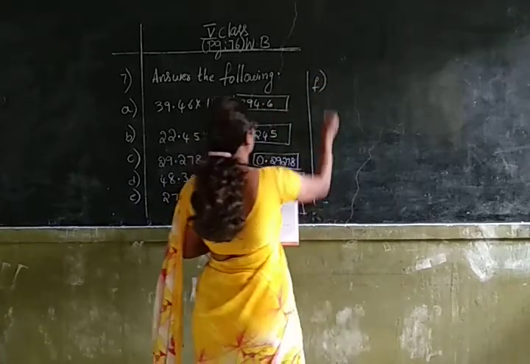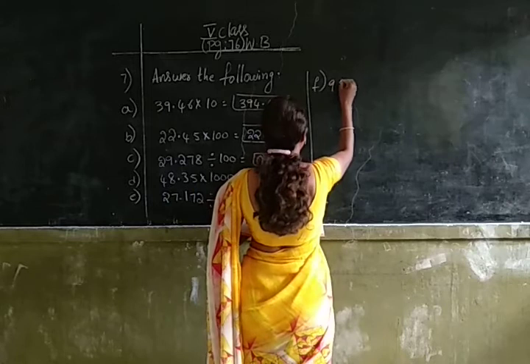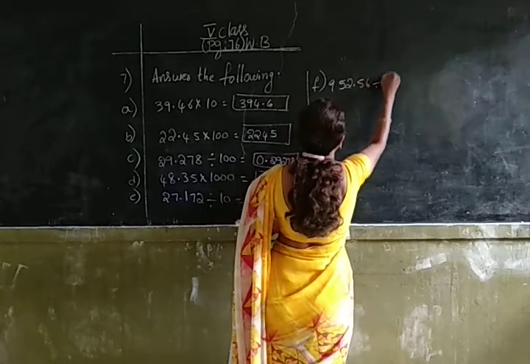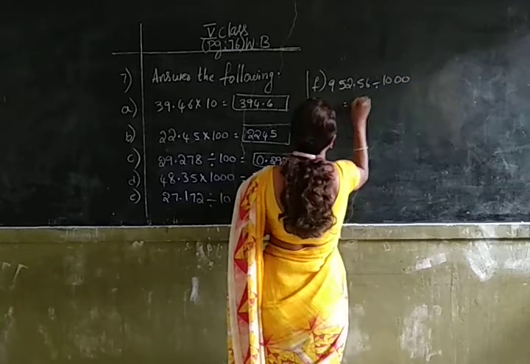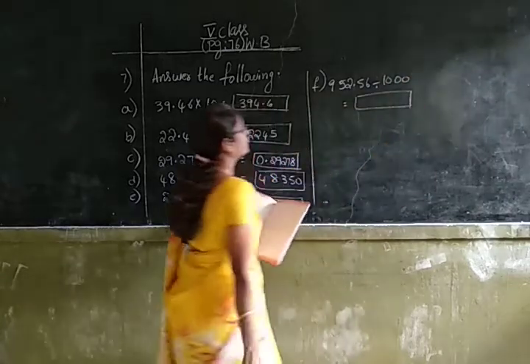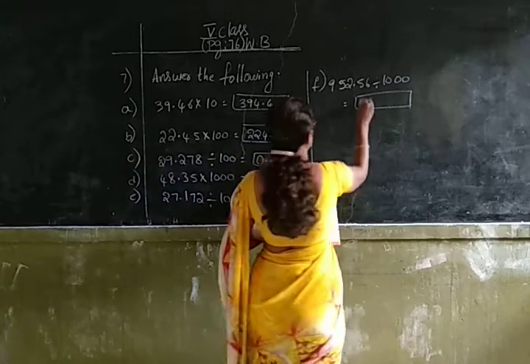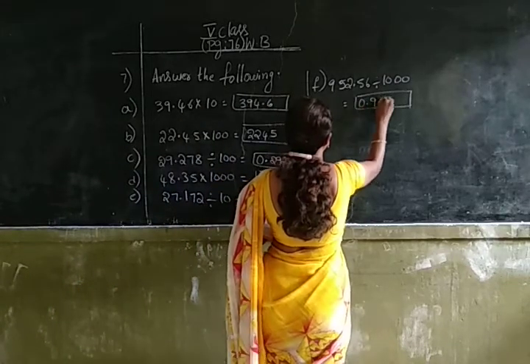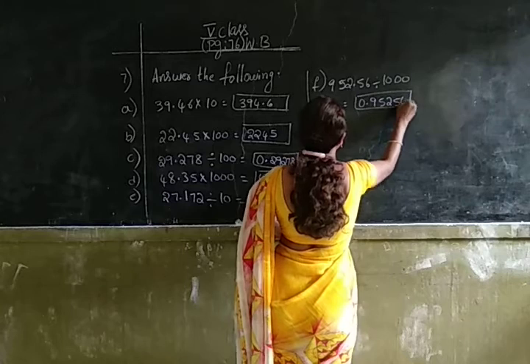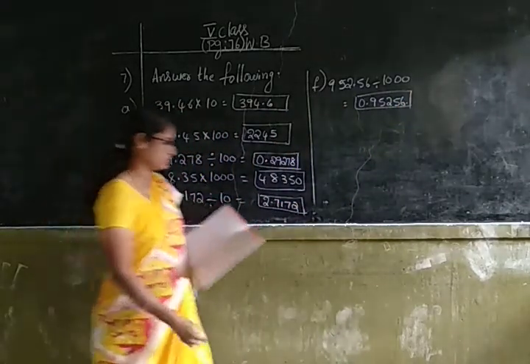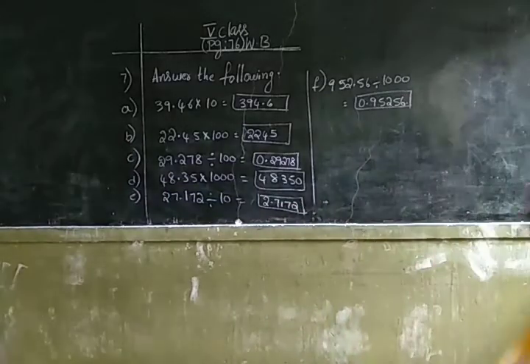952.56 divided by 1000. When you divide a decimal number by 1000, the decimal point moves 3 steps towards left. So the answer is 0.95256. Now let us do the 8th sum.